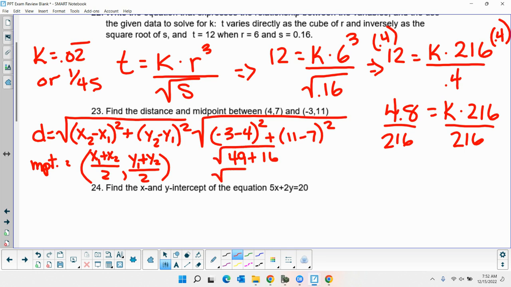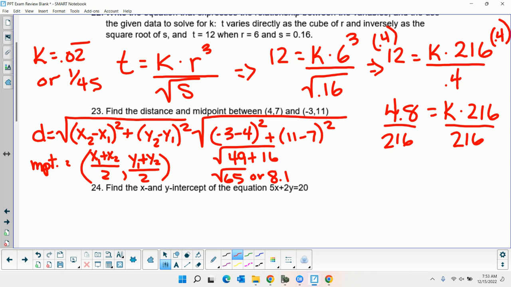So it's a square root of what? 65? You want to put 8 point whatever that is, or you can leave it the square root of 8.1. Or if you leave it the square root of 65, that's okay. So that's the distance between the 2 points.